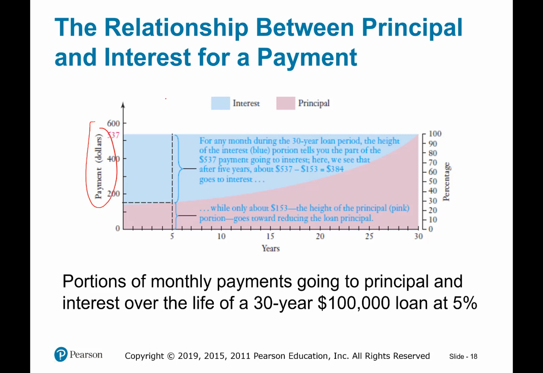I like this because you have the two secondary axes here, right? So this axis here is the payment. Notice that the payment doesn't change. It's $537 a month. But notice how this portion is going towards principal. And as you can see, as you go along the graph, more and more of your payment goes towards principal. And this axis over here is showing what percentage of your payment is going towards principal.